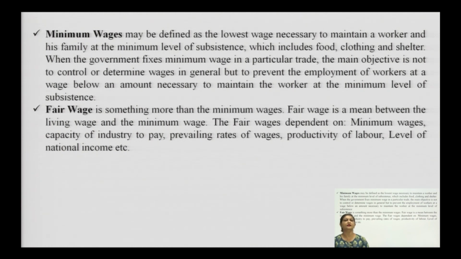Now, fair wages are something more than the minimum wages. Fair wage is a mean between the living wage and the minimum wage. The fair wage is dependent on minimum wages, capacity of industry to pay, prevailing rates of wages, productivity of labor and level of national income, etc. So, basically certain levels have to be maintained to maintain fair wages, and these fair wages are dependent on minimum wage, the prevailing rates of wages in the industry, the capacity of industry to pay the wages, productivity of labor and level of national income.